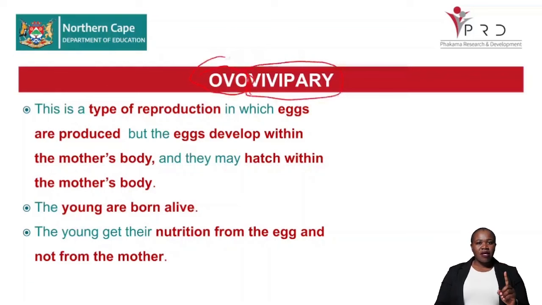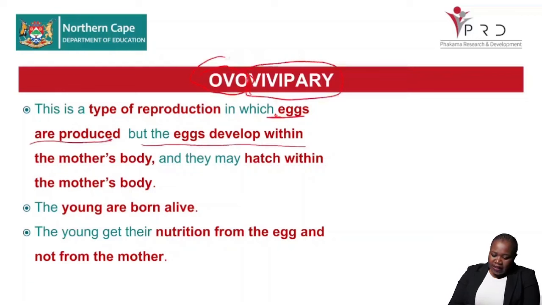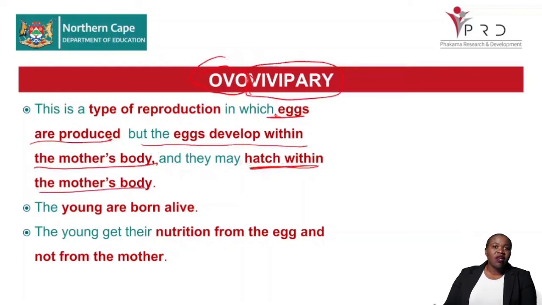So this happens inside an egg, inside the mother's body. This is the type of reproduction in which the eggs are produced, but the eggs develop within the mother's body and they may hatch within the mother's body before the mother gives birth, right? So hatching takes place inside the body and then birth takes place afterwards. So the young are born alive and they get their nutrition from the egg.